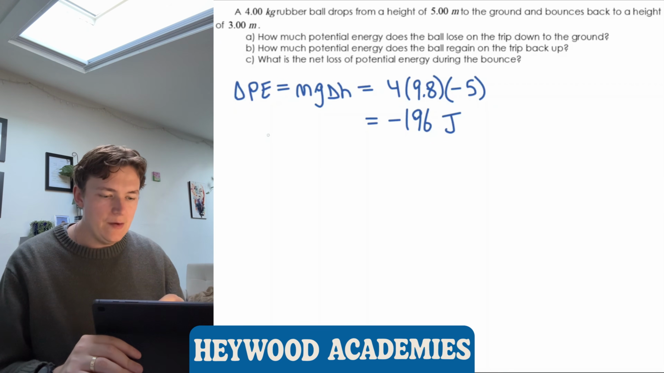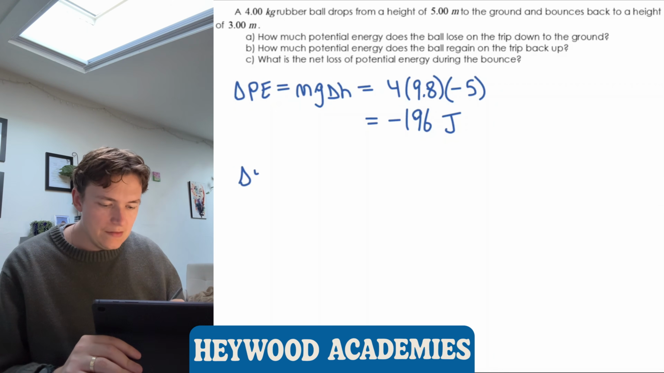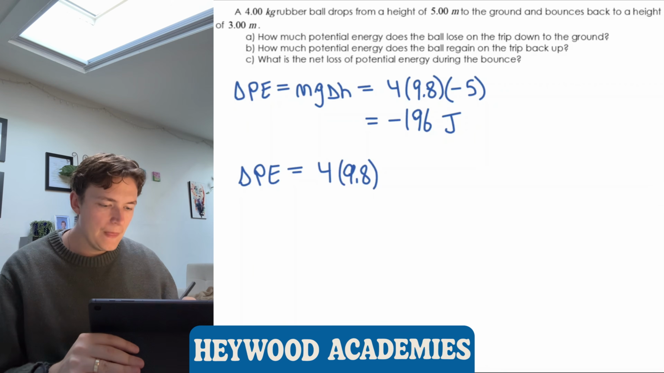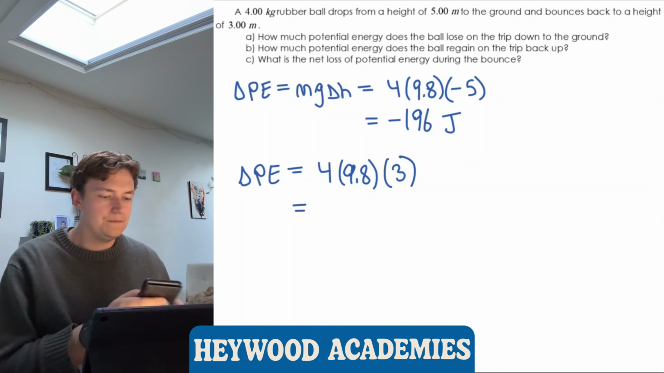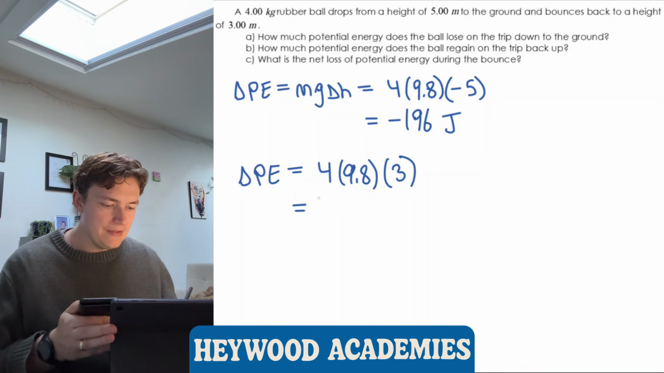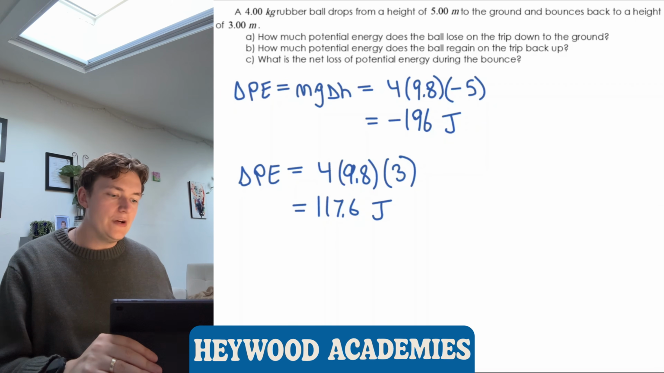Then for part B, how much potential energy does the ball regain on the trip back up? So we can use the exact same equation. Change in potential energy is mg delta h. So we're still going to have 4 for the mass, 9.8 for g. And our change in height this time is we're going up by 3. So it's going to be +3. So that gives us 117.6 joules.